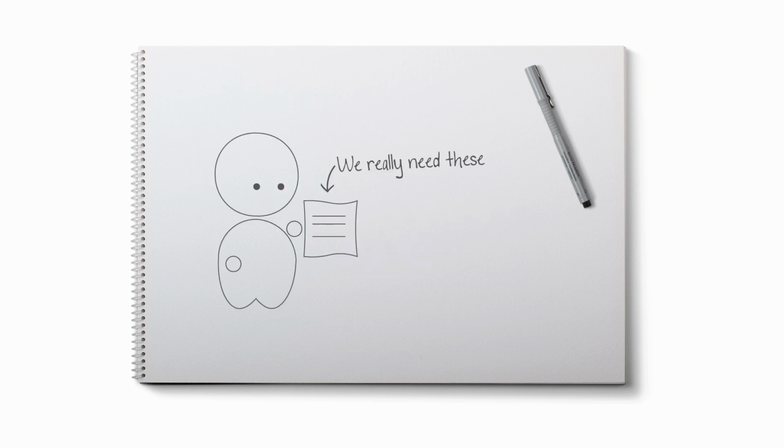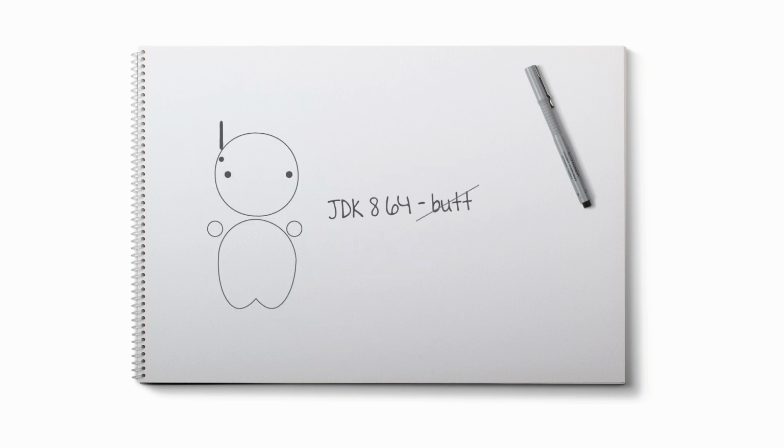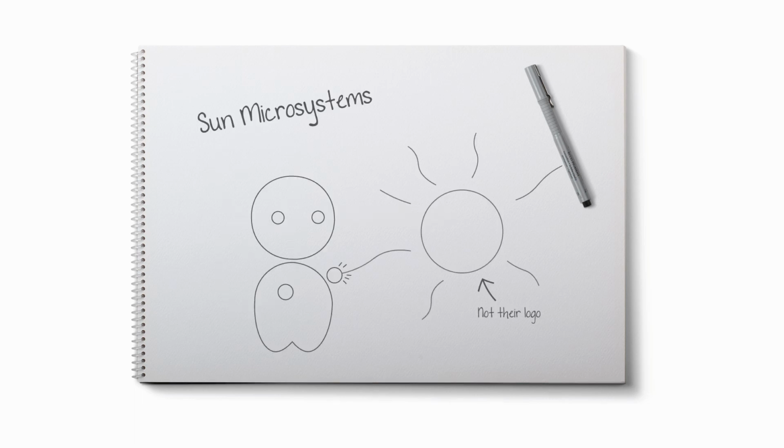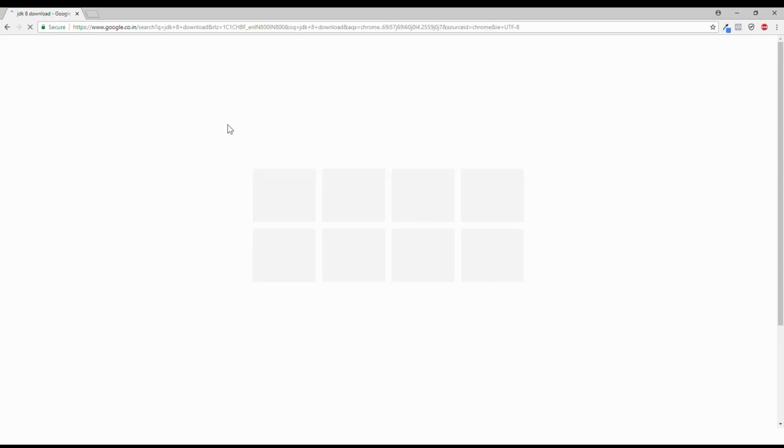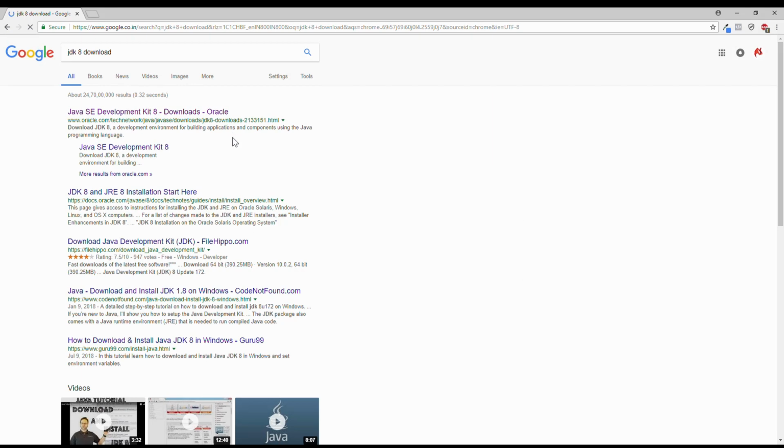We will require the 64-bit version of Java Development Kit 8, abbreviated as JDK 8, and we are going to get that for free from the website of Oracle. Needless to say, the language Java was originally developed by Sun Microsystems and later acquired by the Oracle Corporation. Just type in JDK 8 download and follow the link from www.oracle.com and you will be driven to the Java SE Development Kit 8's download page.